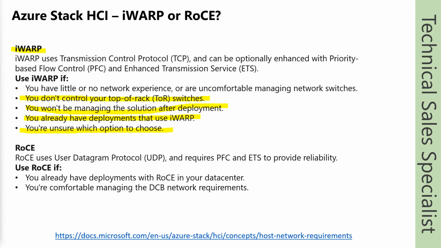For sure, we can also configure iWARP with traffic classification, with a prioritization. So for iWARP, we can have the same configuration we have for RoCE, but in iWARP it's optional to optimize the network traffic. In RoCE, it's required. So RoCE you should use if you are familiar with RoCE and if you are comfortable with managing the data center bridging network requirements. These data center bridging network requirements are optional for iWARP. They are required for RoCE.